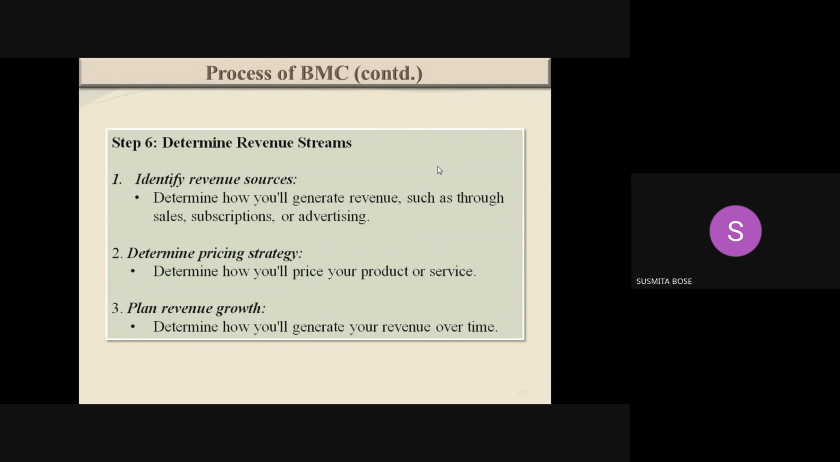If you keep it too high, customers will not come. If you keep it too low, it is a behavioral pattern of the customer that if you keep the price too low to draw attention, customers will think maybe the product is not that good, that is why the price is so cheap. So you cannot make it cheap, you cannot make it expensive. So what will be the price of your product? Finding that out is very important. And determine how you will generate your revenue over time.